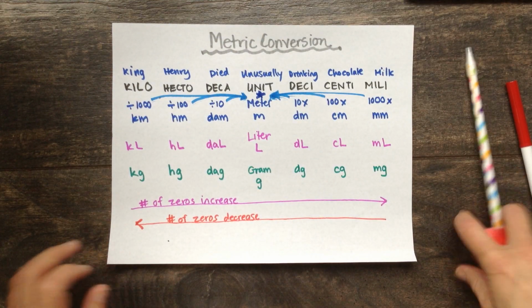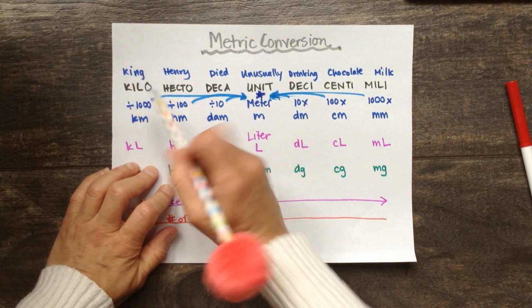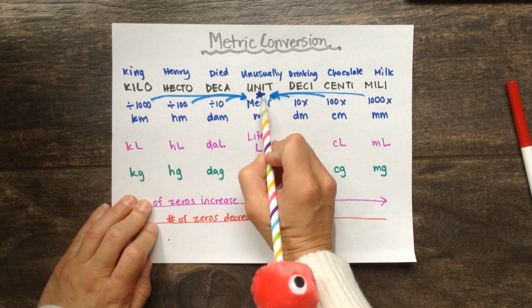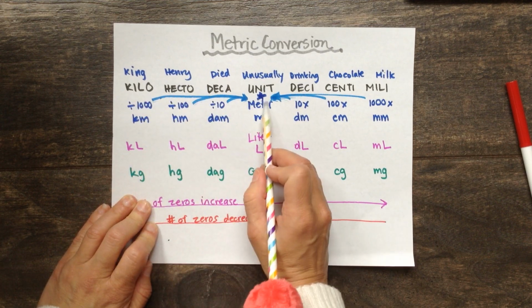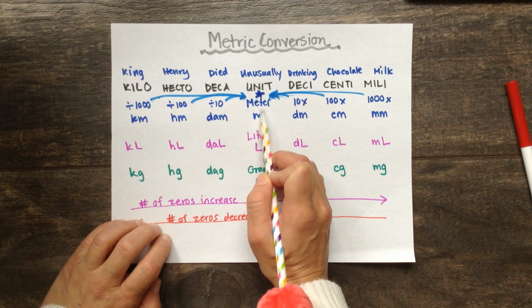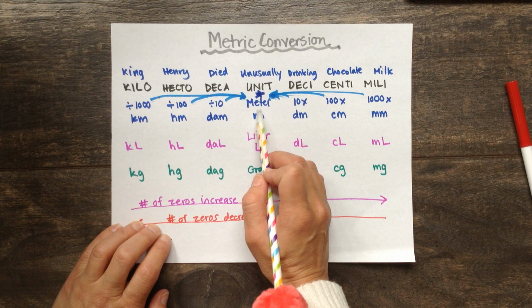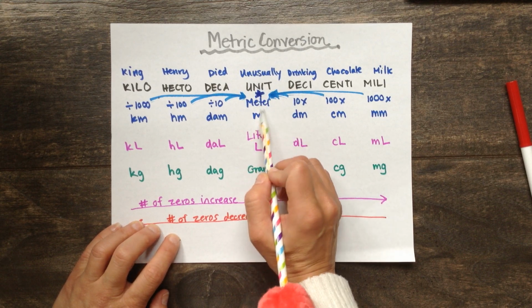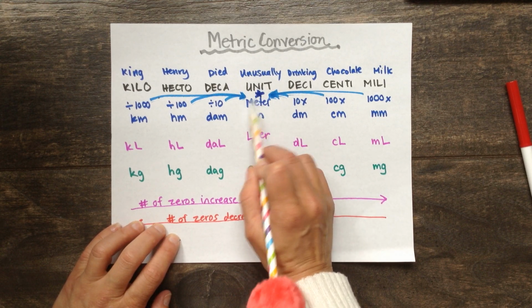Okay, so if you could see, I have my little pointer instead today. I have my unit here, and I labeled my unit. We're going to start here with a meter because that is the basis of linear measurement. That's the unit of linear measurement. So we're going to start here with our meter.